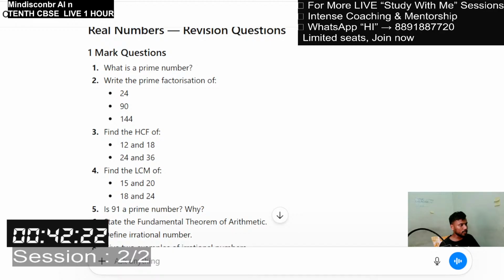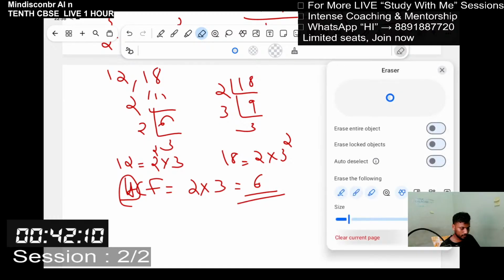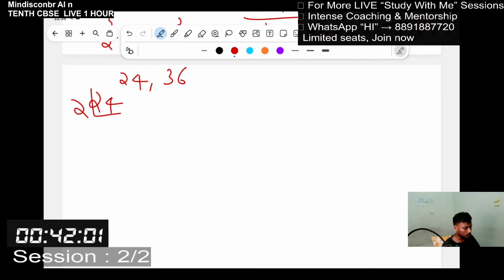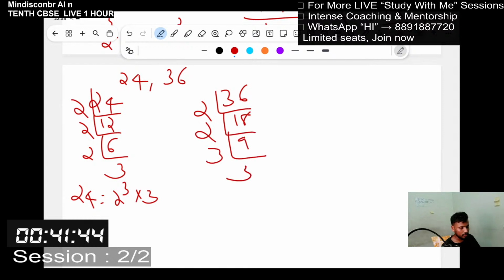Next, HCF of 24 and 36. 24: 2, 12, 2, 6, 2, 3. 24 is equal to 2 cube into 3. Next is 36: 2, 18, 2, 9, 3, 3. 36 is equal to 2 square into 3 square.